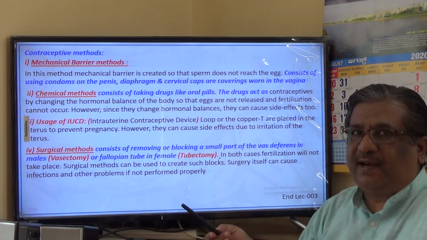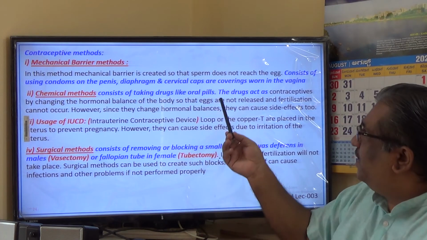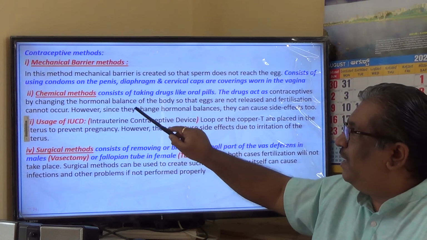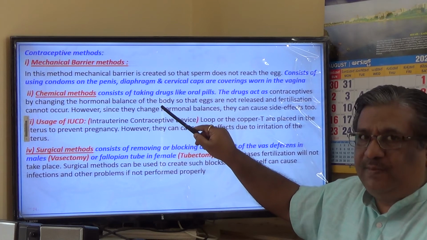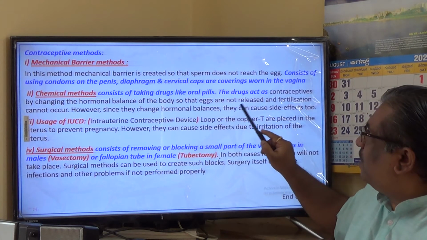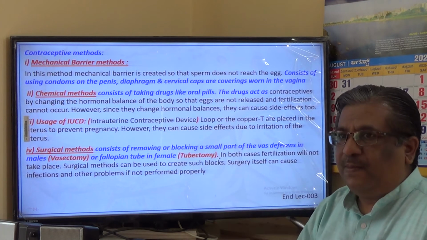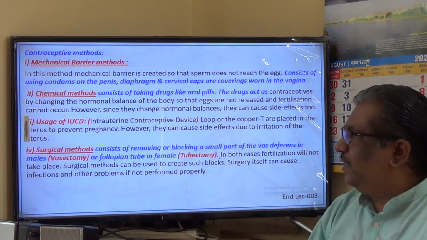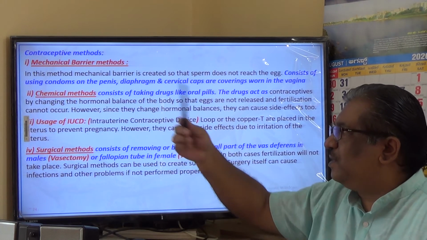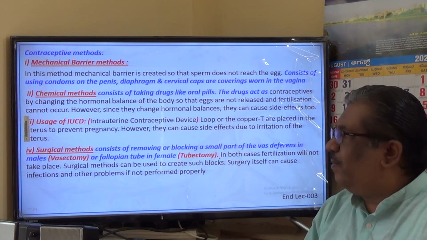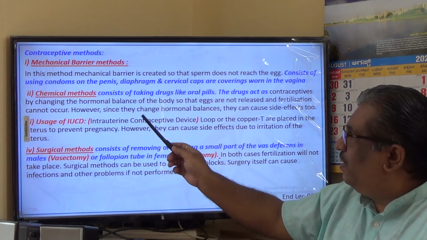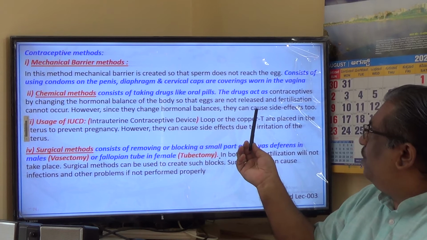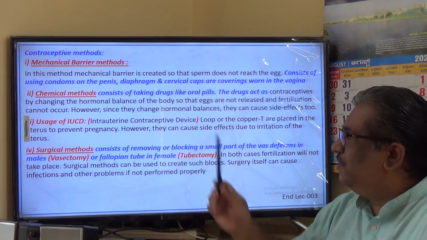How does it prevent? Basically, if oral pills are taken, how will it prevent? See here, the drugs act as contraceptives by changing the hormonal balance of the body, so that eggs are not released and fertilization cannot occur. So these oral pills prevent the release of the eggs by changing the hormonal system of the body, and hence pregnancy can be avoided. But there is a danger here. As the hormonal imbalances are involved, it may lead to a lot of side effects, that is to be considered.